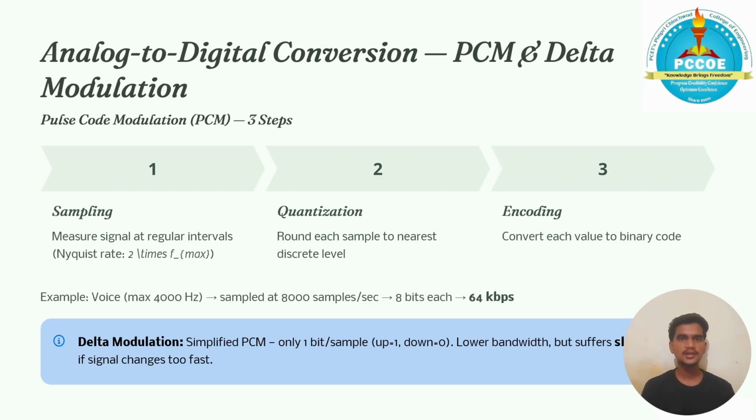Step 2 is quantization. Each sample value is rounded off to the nearest value from a fixed set of levels. Step 3 is encoding. Each quantized value is converted into binary bits, with 8 bits per sample and 8000 samples per second. We get 64 kilobits per second, which is the standard for one voice call. There is also delta modulation, which is a simple version. It stores only one bit per sample, just whether the signal went up or down. It uses less bandwidth but can distort if the signal changes too fast.